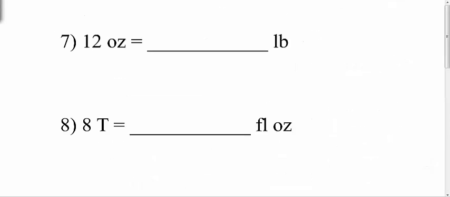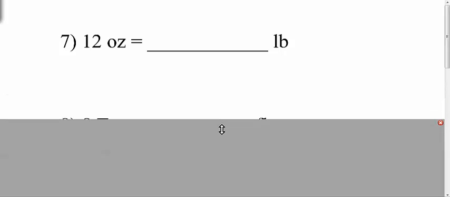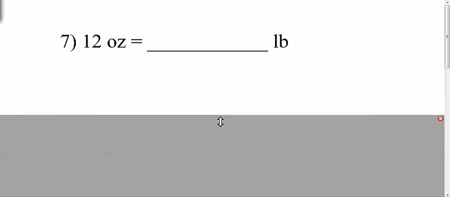On the next page, we start off with 12 ounces is equal to how many pounds? Well, we know 16 ounces is a pound, so 12 ounces is not even a pound. You need 16 ounces to be equivalent to a pound. So we should end up with less than 1 pound. So 12 ounces is equivalent to how many pounds? We don't know, so we put an x.